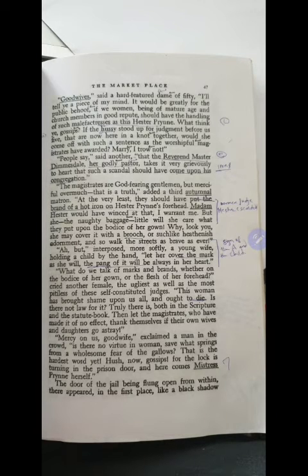Hard-featured dame lady of 50. I'll tell you a piece of my mind. It would be greatly for the public behoof if we women being of mature age and church members in good repute should have the handling of such, etc. until the end. People say, said another. This is a chit chat, just like our societies. Women sit and talk.